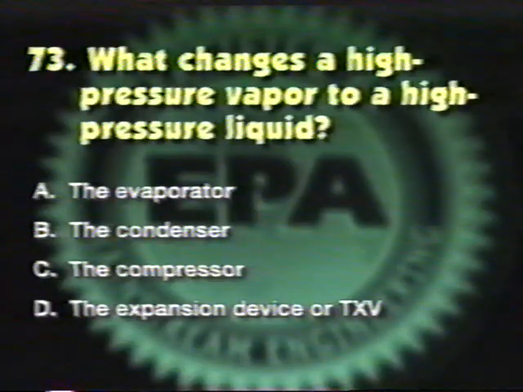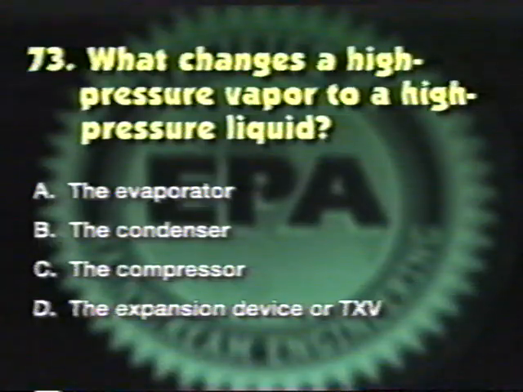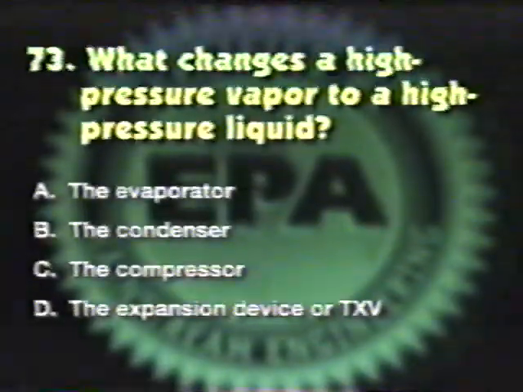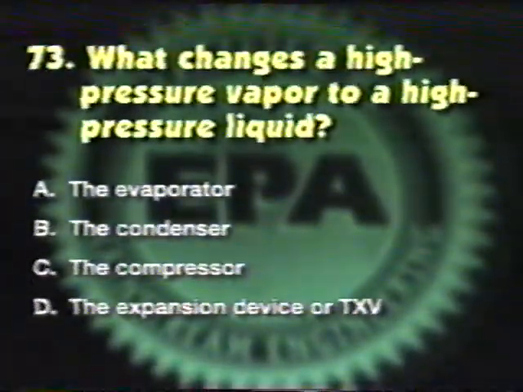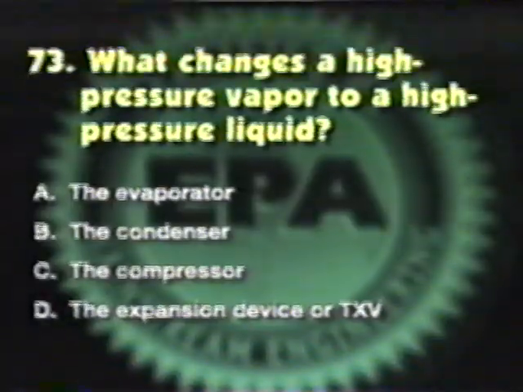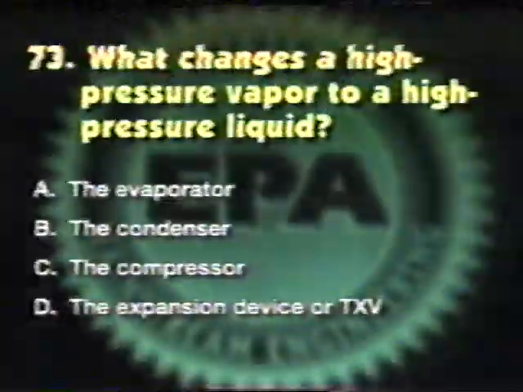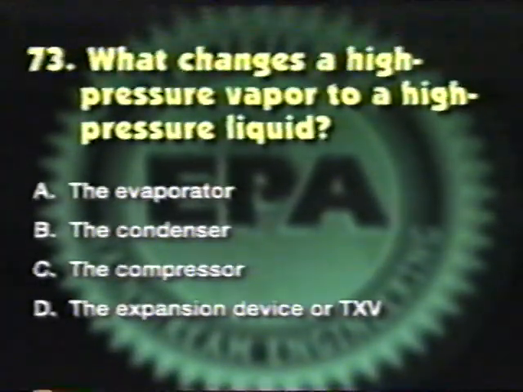What changes a high-pressure vapor to a high-pressure liquid? A. The evaporator. B. The condenser. C. The compressor. D. The expansion device, or TXV.